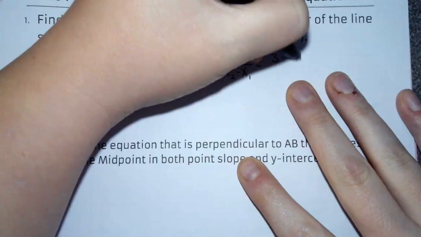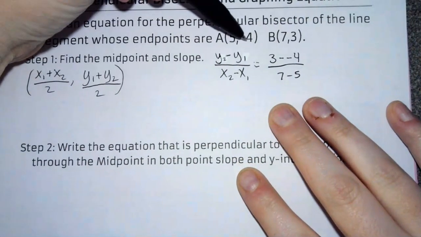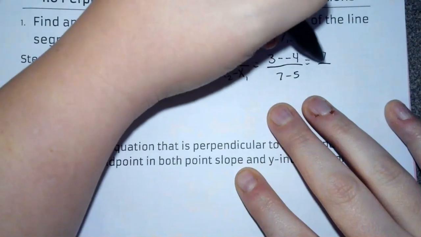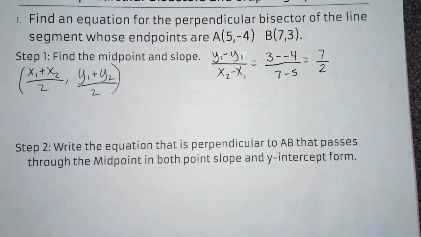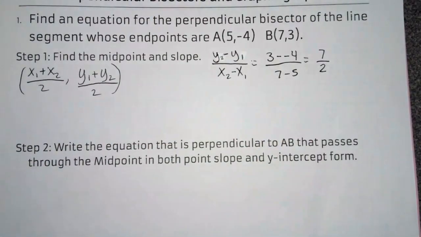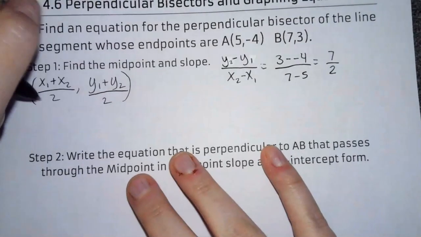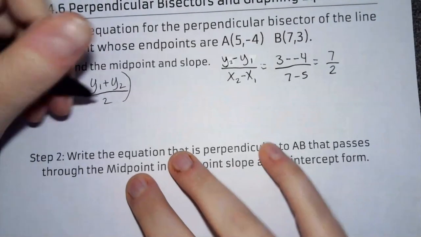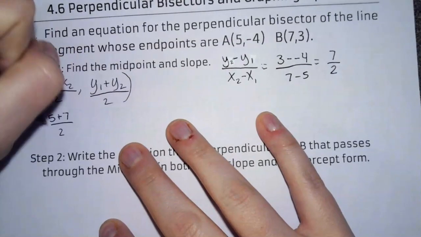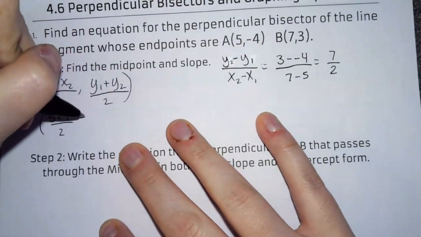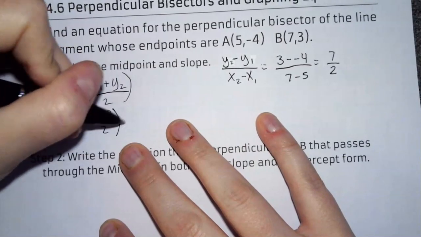3 minus -4. We've done this a lot in the past few days. Remember, when you're subtracting a negative, it becomes a positive, so this is 7/2. That is our initial slope. That's the slope of this segment that we're trying to cut in half and put a line through at a right angle. And then the midpoint is going to be, add your x's together, so 5 plus 7 over 2, and -4 plus 3 over 2.